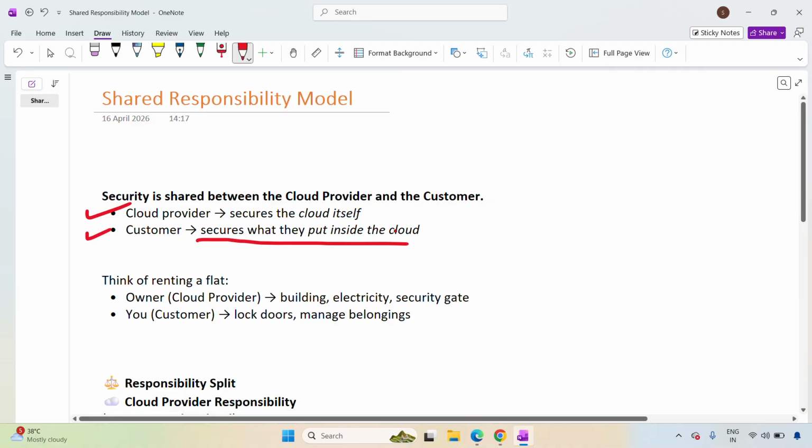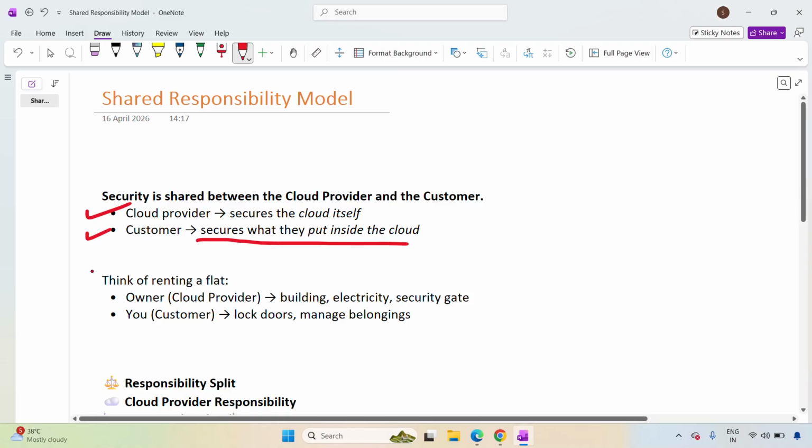The responsibility between the cloud provider and the customer is already defined. The cloud platform will be responsible to secure the cloud, to secure the platform, whereas the customer will be responsible to secure what he is putting into the cloud platform. So this is the shared responsibility model.